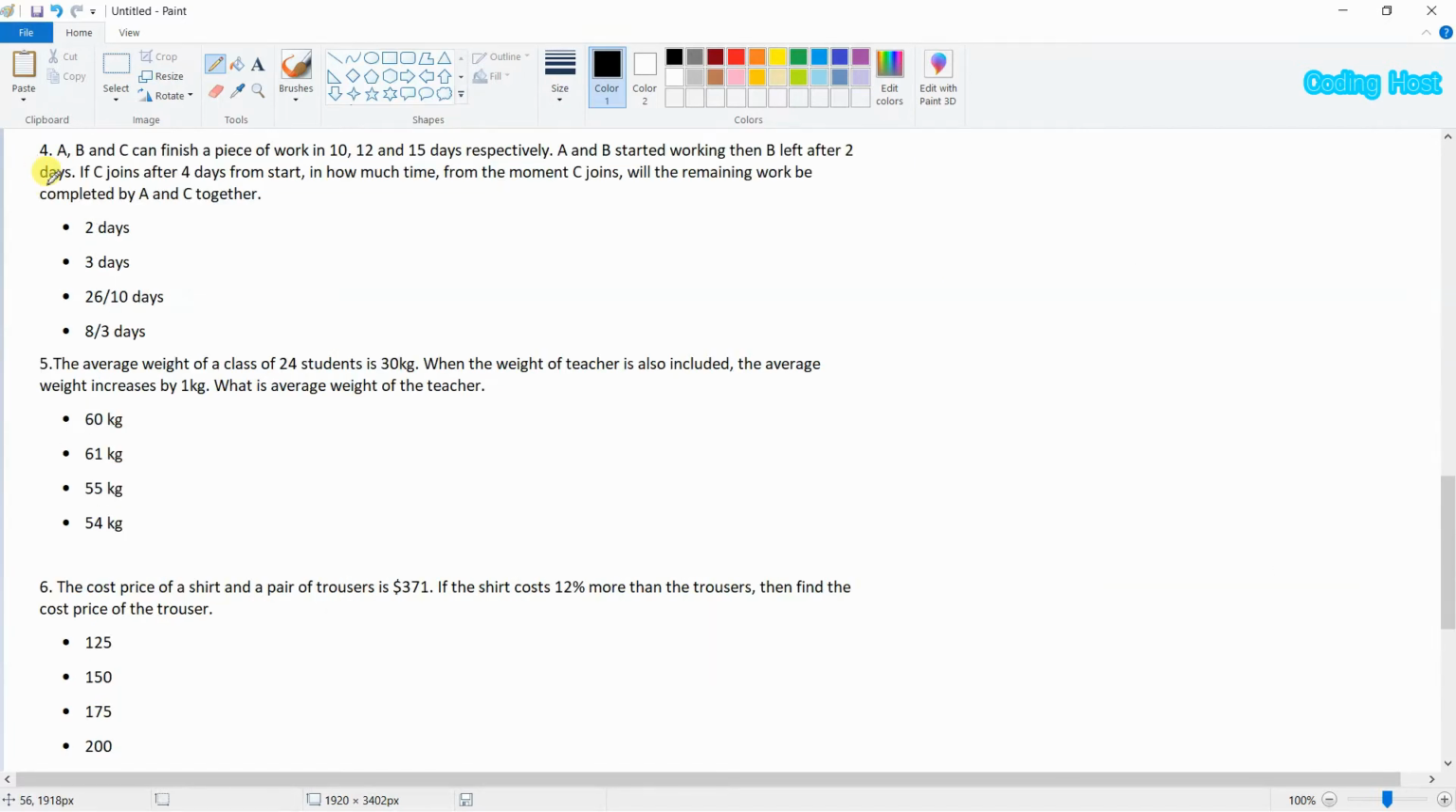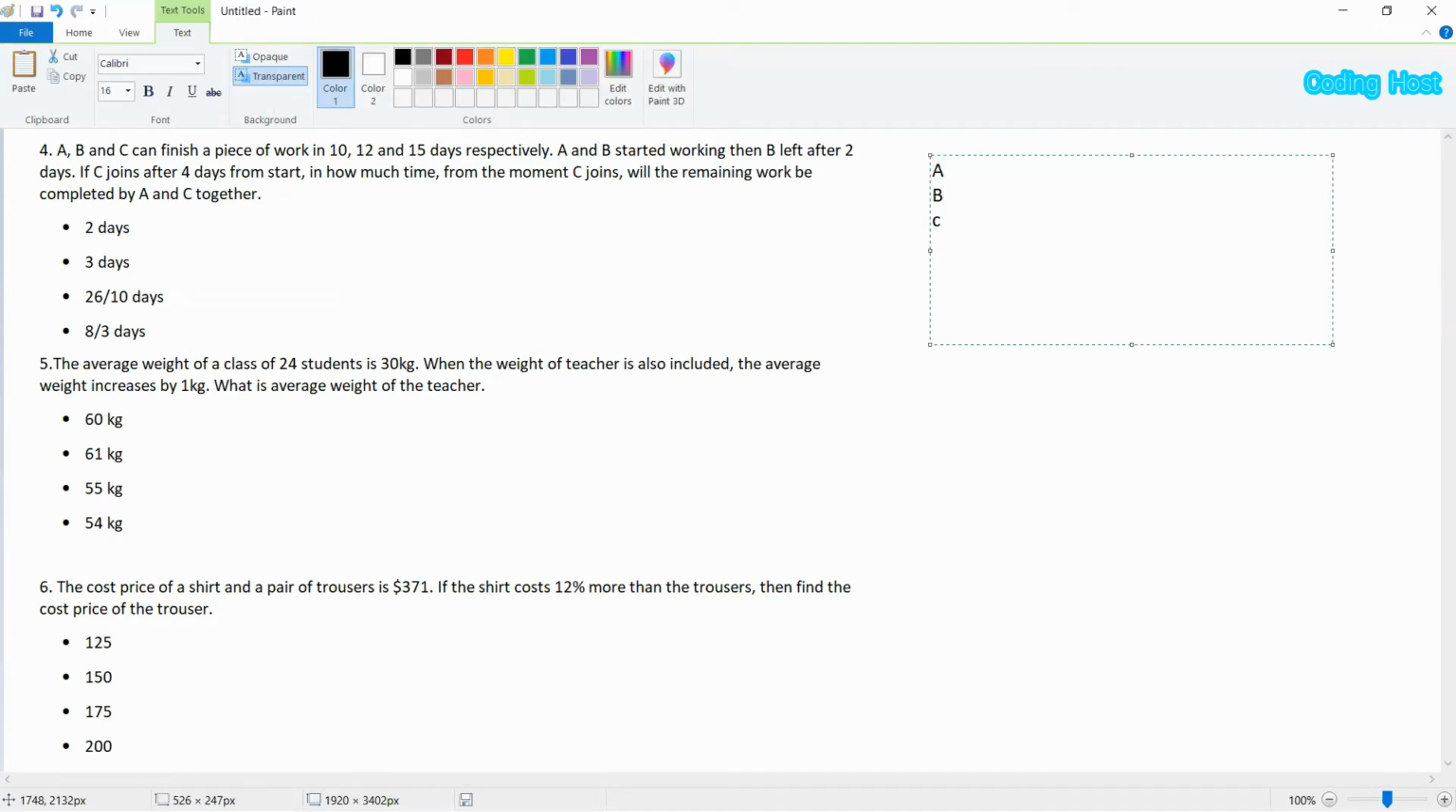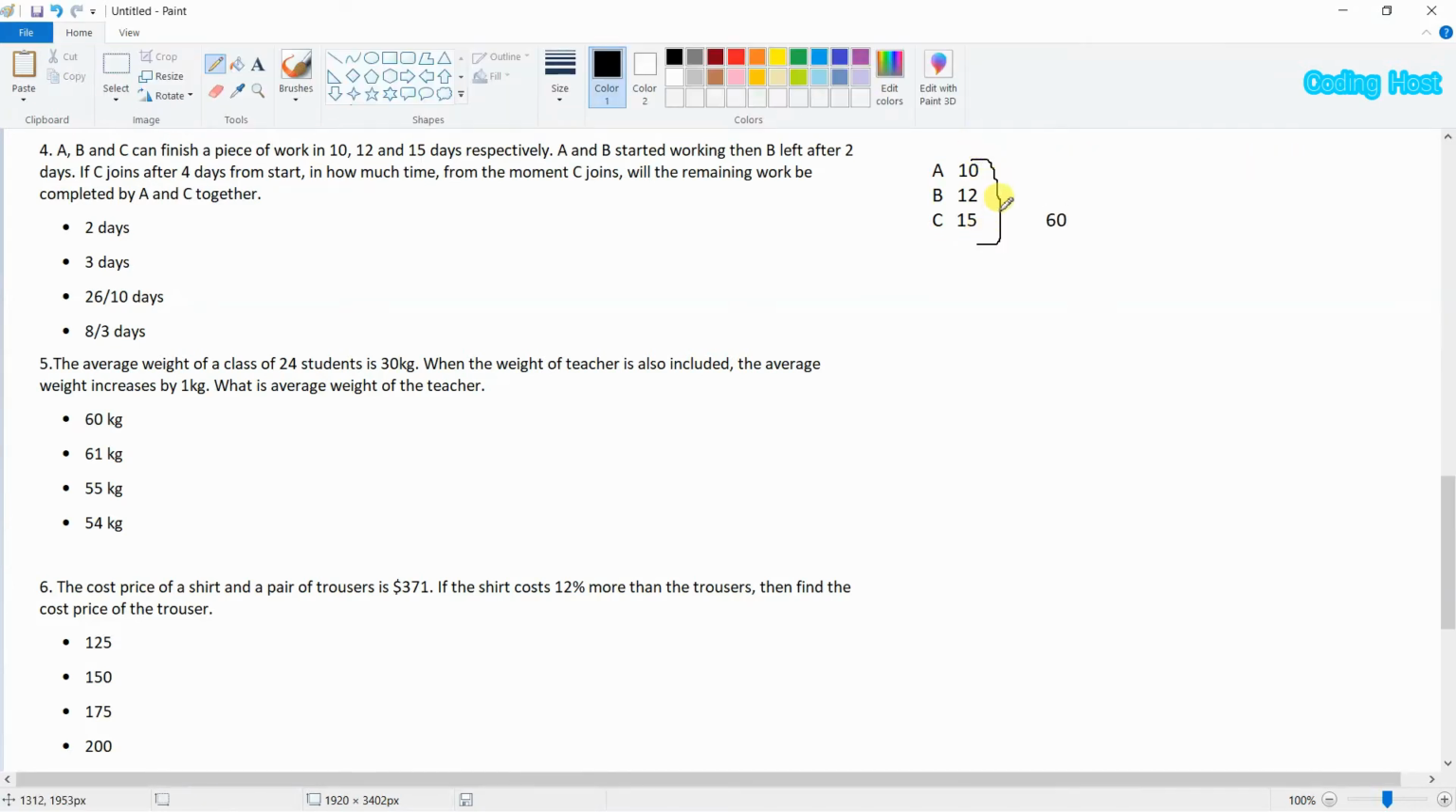Now we have question number 4. A, B and C can finish a piece of work in 10, 12 and 15 days. So we have A, B and C, and there is some task that they can complete in some days. A can finish the task in 10 days, B can finish the task in 12 days, and C can finish the task in 15 days. So first we have to find the task. When you find the LCM of 10, 12 and 15, it is 60. LCM of 10, 12 and 15 is 60, the total task.